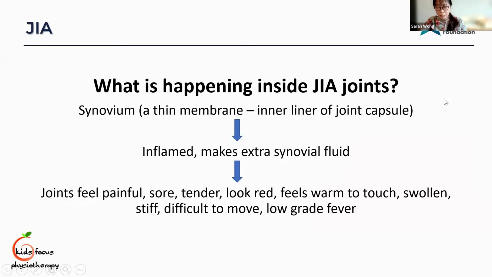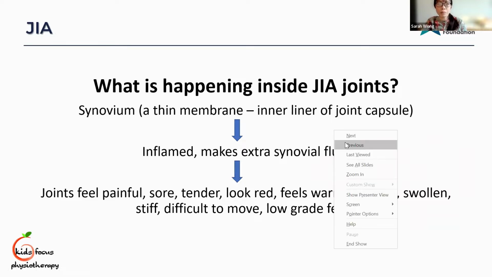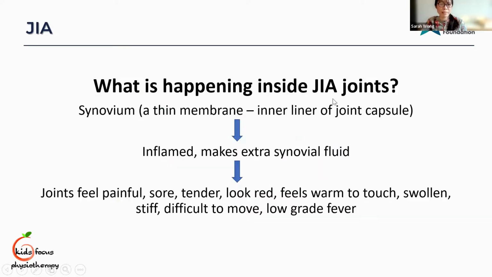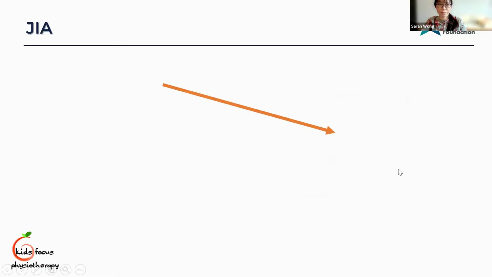And this is just the start of the JIA. What happens is that when the inflammatory chemicals are released, the synovium, which is the thin membrane that makes the synovial fluid, becomes really active and really inflamed, and it makes lots and lots of fluid, okay? As a result, there's a lot of fluid in here. The joint becomes really, really tight. And the joint feels painful, sore, tender, red, and you'll find it difficult to move, and you might even get a low-grade fever.